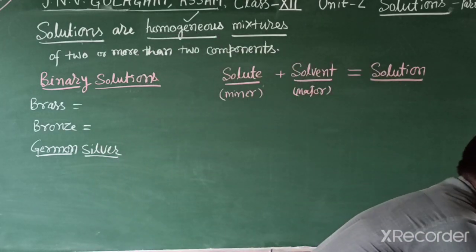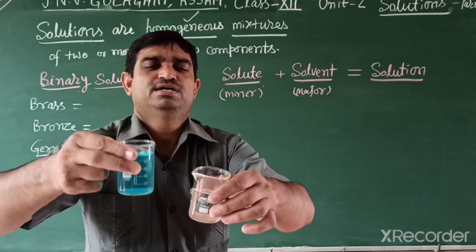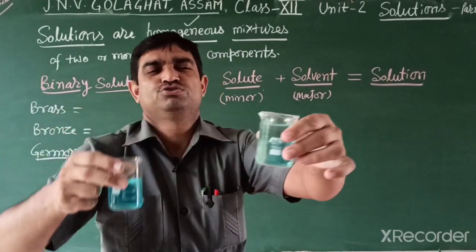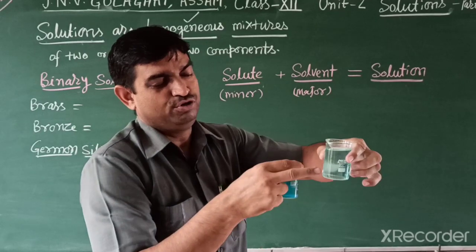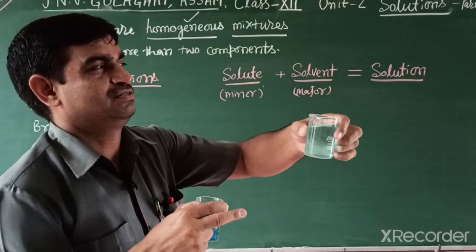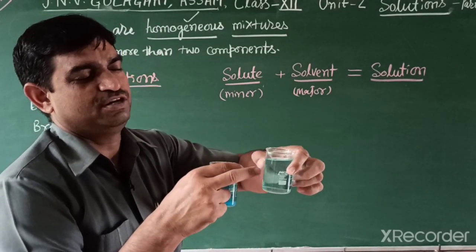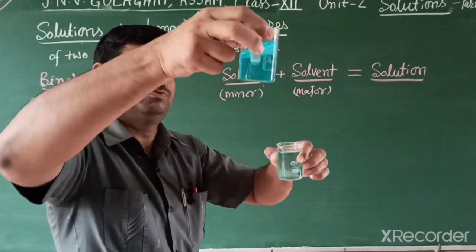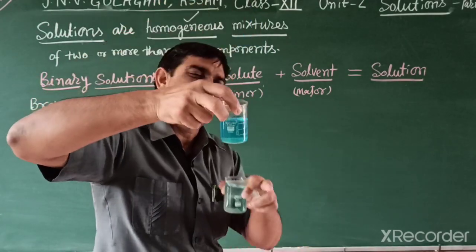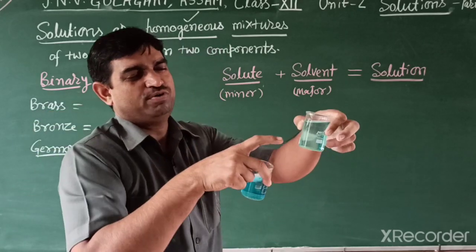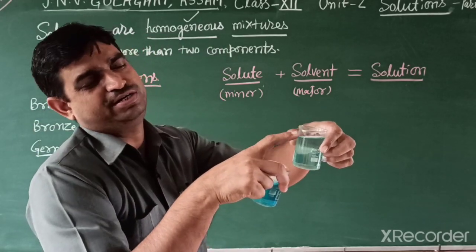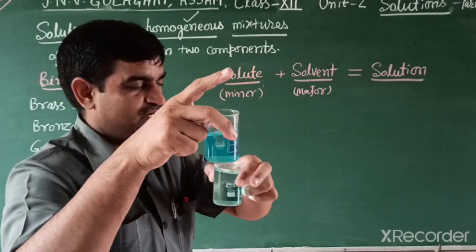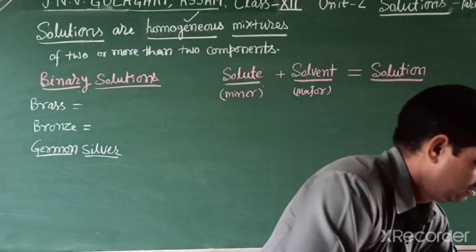If I mix these two containers, what happens? That is also a solution. But in this solution I now mix three components: salt, copper sulfate, and water. So this is also a solution. But the earlier one is a binary solution, and this one is a ternary solution. When there are three components, it is ternary; two components, binary.